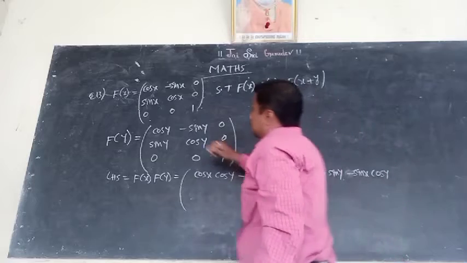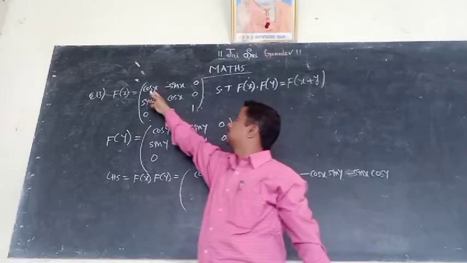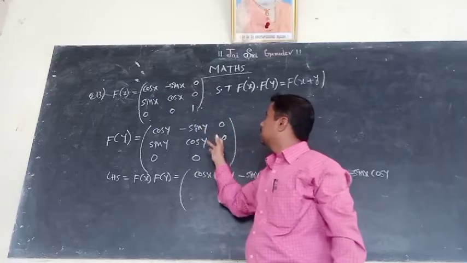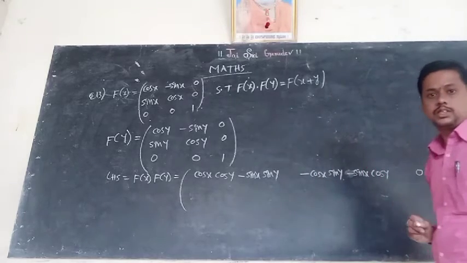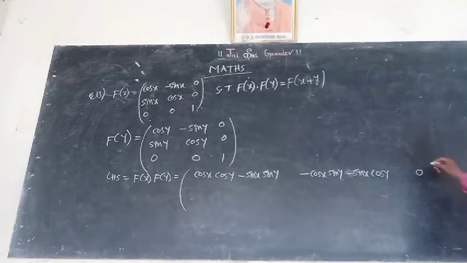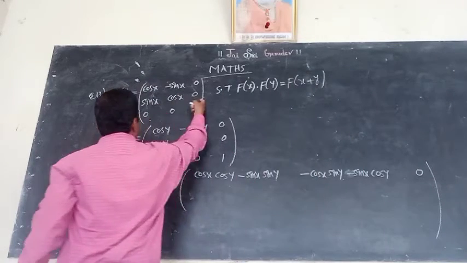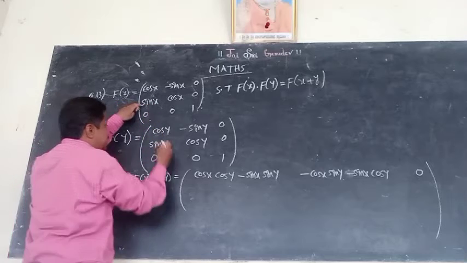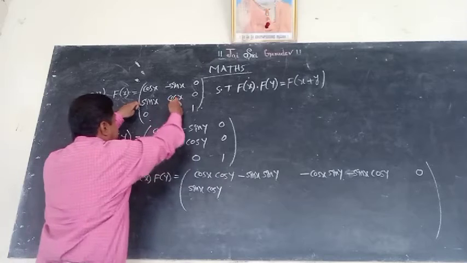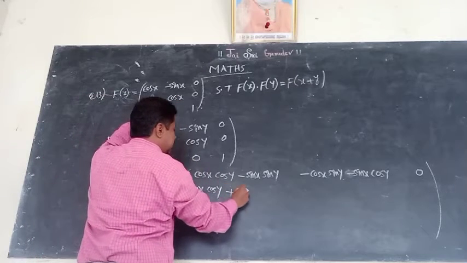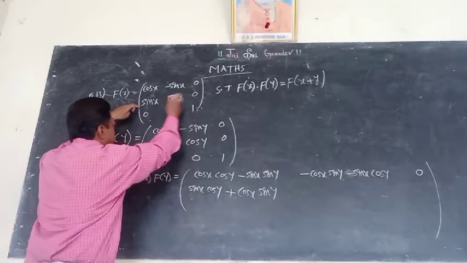Next, first row, last column: cos x into 0, sin x into 0, 0 into 1. So the answer is 0. Next, second row, first column: sin x into cos y plus cos x into sin y, that is cos x sin y. Next, 0 into 0 is 0.